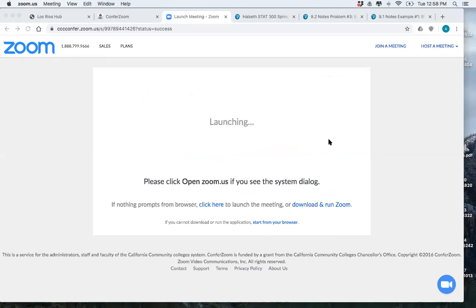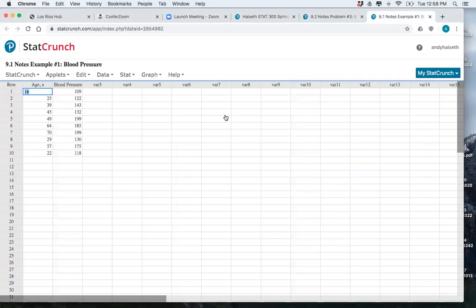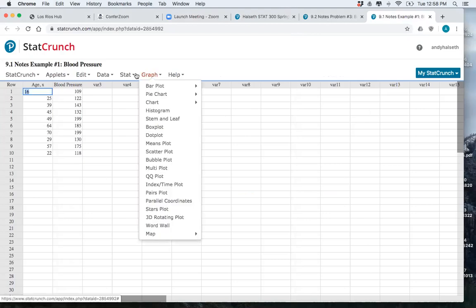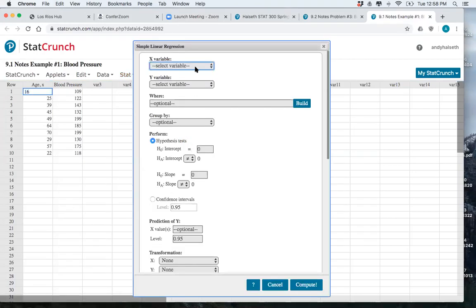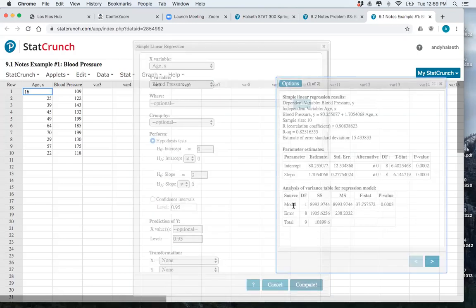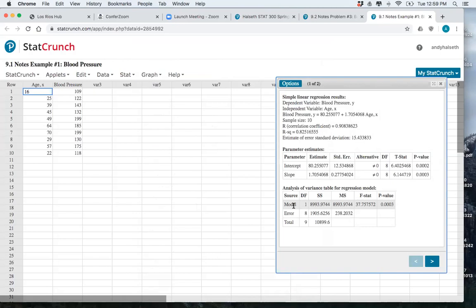Okay. Here it is. So that was the age versus blood pressure example. So Stat, Regression, Simple Linear. Age versus blood pressure, Compute. Okay, so where that appears is right there. You can see it.